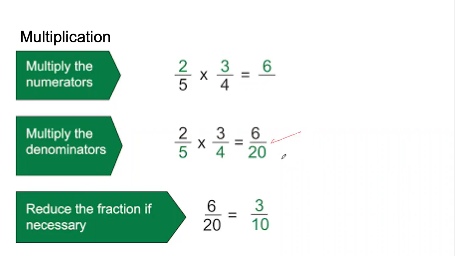So 6 by 20. 2 into 3 and 5 into 4. Simple. Numerator multiplied by numerator and denominator multiplied by denominator. Now let us see if you can solve a multiplication question on your own. If the fractions are 9 by 13 into 7 by 6.